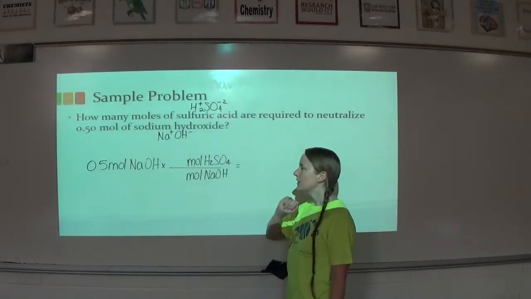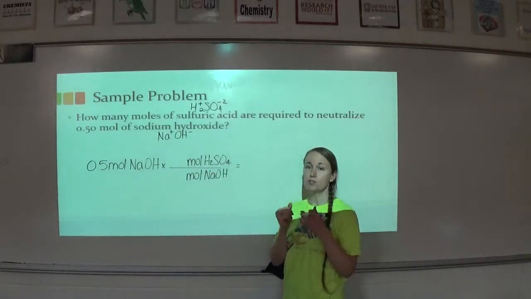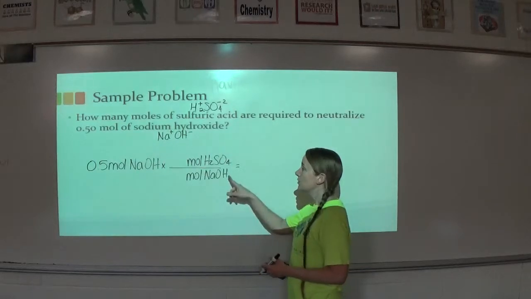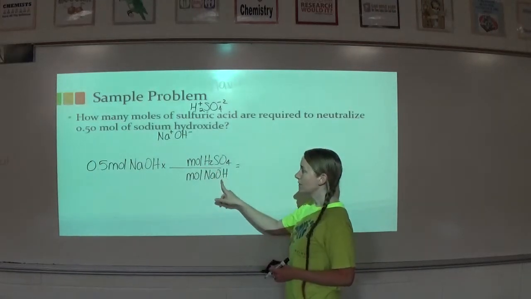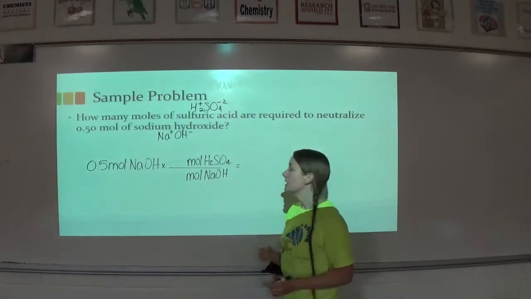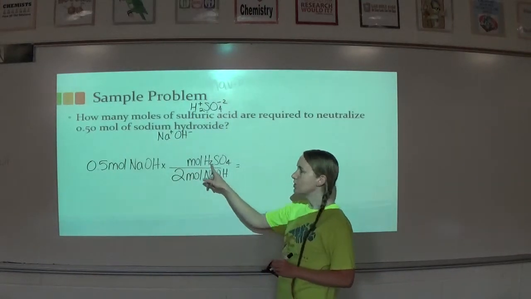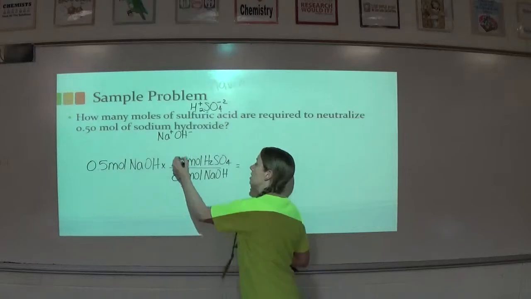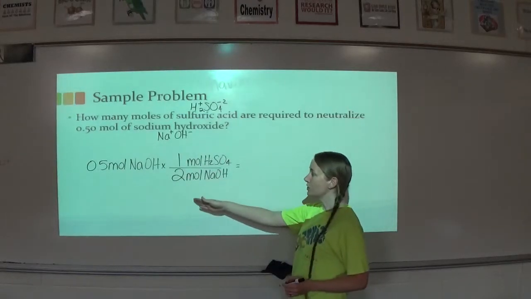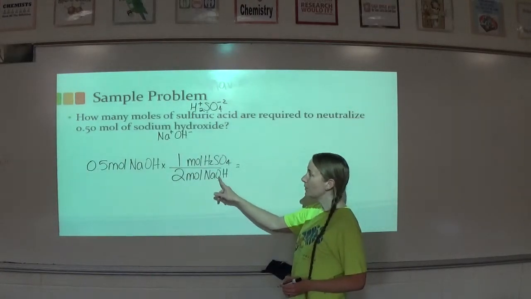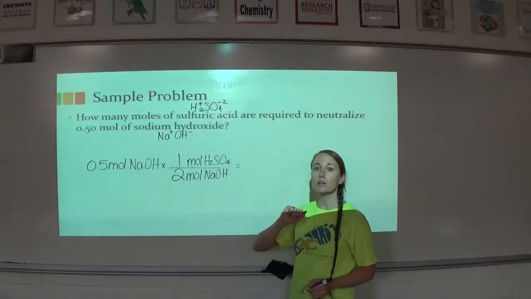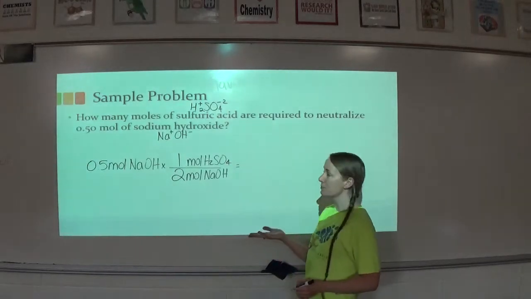I only have 1 OH in my base. 1 H can neutralize 1 OH. So if I have 2 H's and only 1 OH, I really need 2 OH's. So I'm going to put 2 here because, see, then that will give me 2 OH's to neutralize my 2 H's. So it's a 1 to 2 ratio because I need twice as much NaOH to neutralize H2SO4 since it has 2 hydrogens, since it's a diprotic acid.